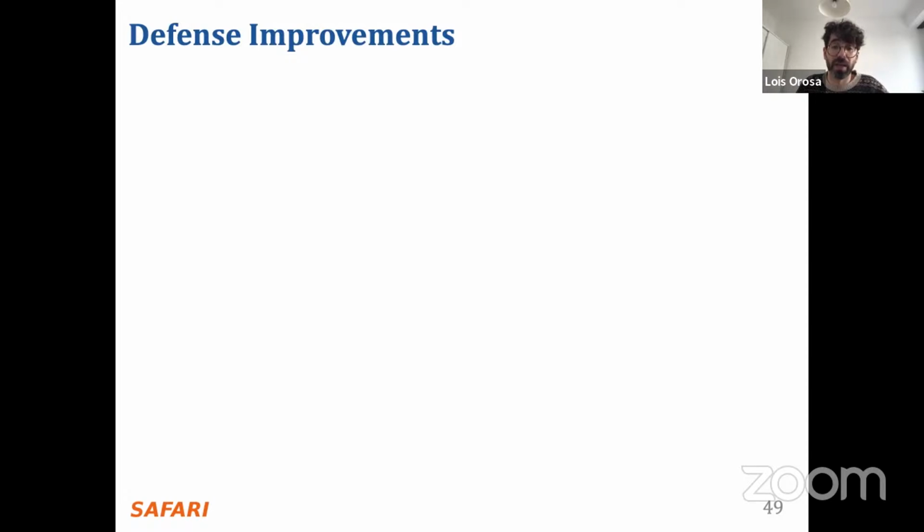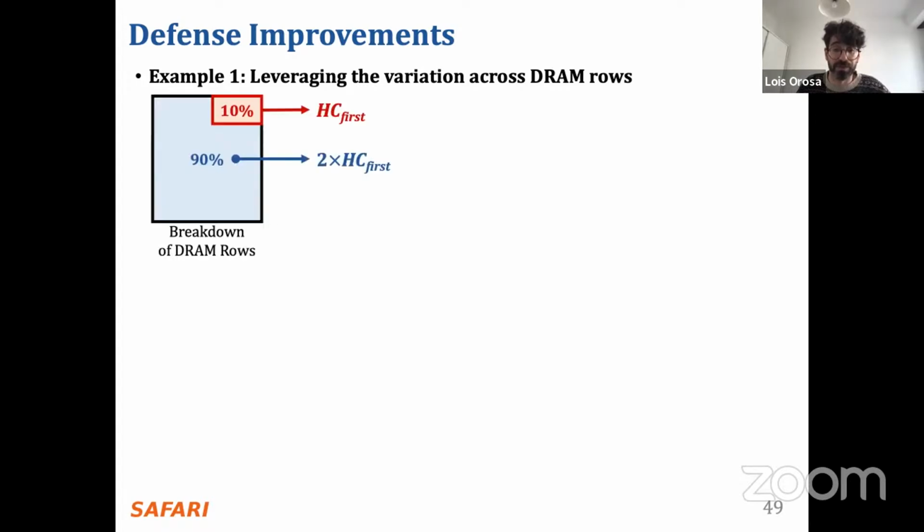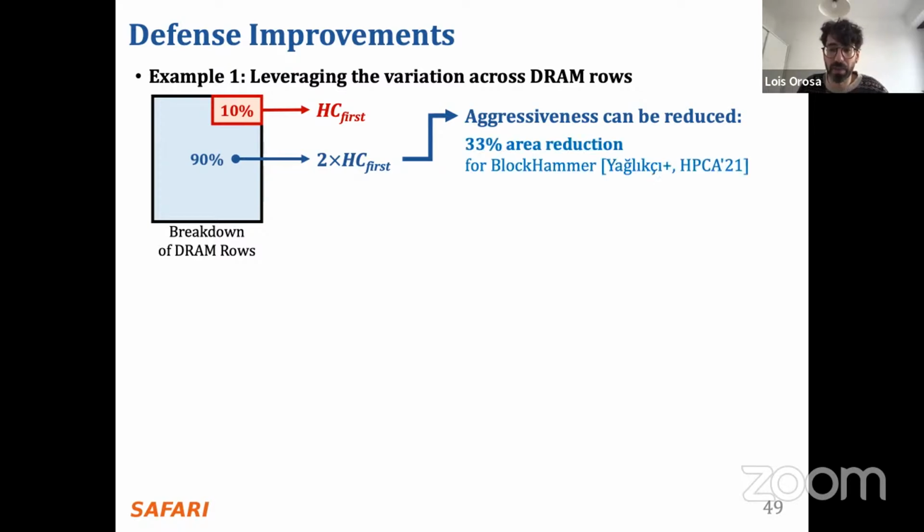I will also explain two improvements for defense mechanisms in this slide, but you can find more in the paper. So the first improvement leverages the variation across rows. We observe that 90% of the rows do not experience bit flips until the activation count reaches double the HC first of the 10% of the rows. Therefore, we can reduce the aggressiveness of the defense mechanisms for 90% of the rows, which can reduce the area overhead of state-of-the-art defense mechanisms, BlockHammer and Graphene, by 33 and 80% respectively.